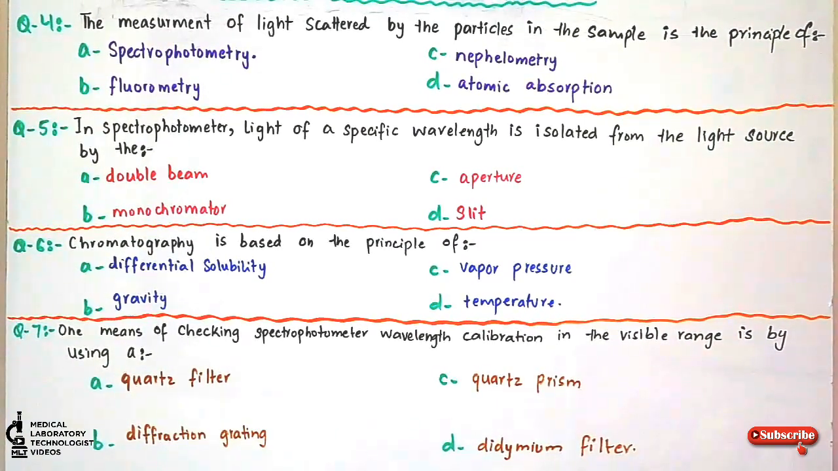Question number 7. One means of checking spectrophotometer wavelength calibration in the visible range is by using option A, quartz filter; option B, diffraction grating; option C, quartz prism; option D, didymium filter. And the answer for this question is option D. Didymium filter, sorry if I pronounce it wrong, is the correct answer. Visible wavelength calibration is done by using didymium filters.